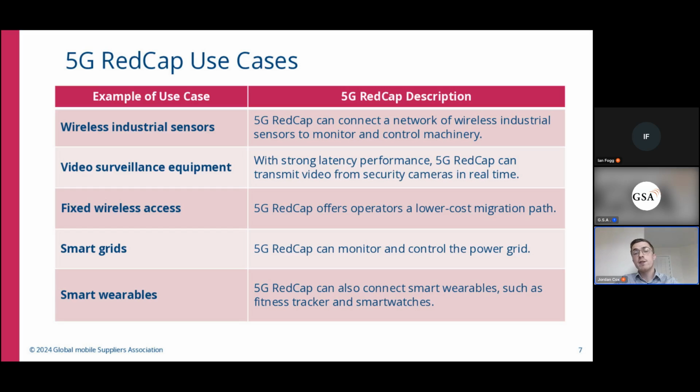And other examples of 5G RedCap applications are, firstly, wireless industrial sensors, a network of which can be connected using 5G RedCap to monitor and control machinery and equipment. Secondly, video surveillance equipment, which with RedCap's strong latency performance and efficiency can transmit video from security cameras in real time. RedCap is also effective for fixed wireless access applications, offering operators a lower cost migration path to shift users from LTE spectrum onto higher capacity spectrum bands that can only be served with 5G new radio technologies.